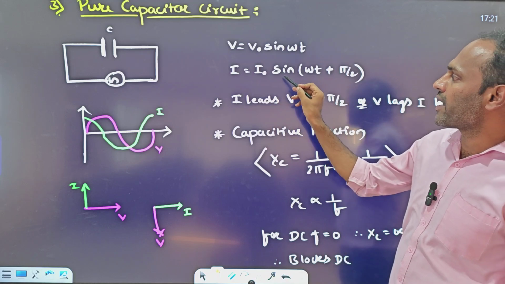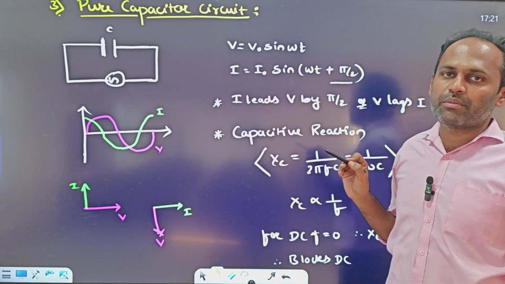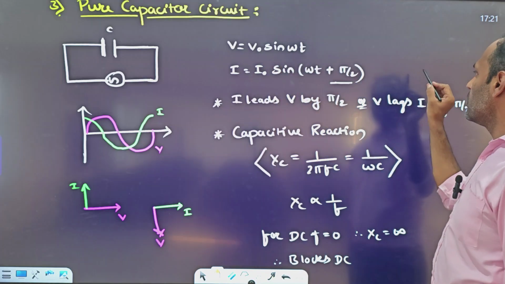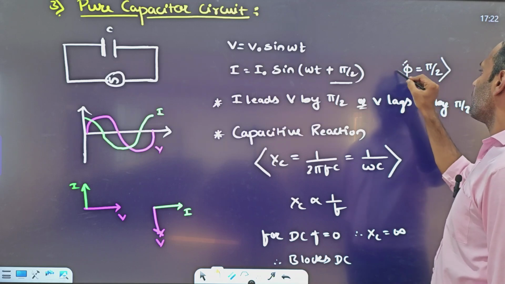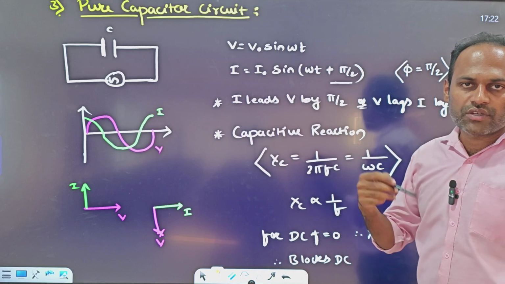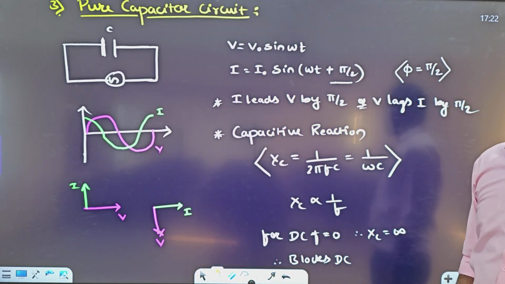Current will be I equals I naught sin omega t plus pi by 2. There it was minus pi by 2, here it is plus pi by 2. So it clearly indicates I leads V by pi by 2. So how much is the phase difference in this case? In this case also the phase difference is pi by 2. Right? So the phase difference in a pure resistor circuit is 0, in a pure inductor circuit is pi by 2, and in a pure capacitor circuit is pi by 2.